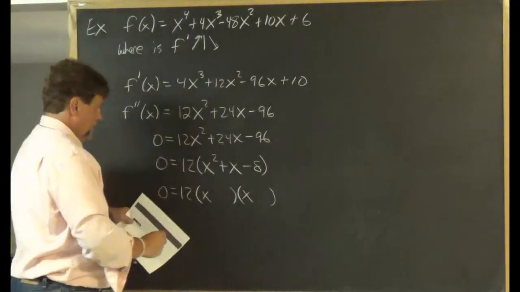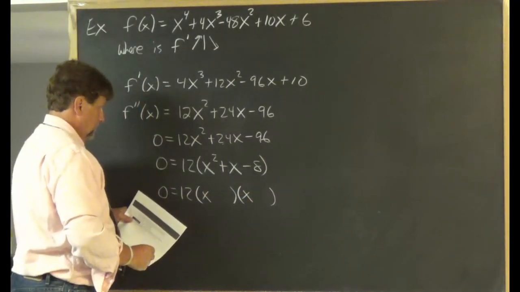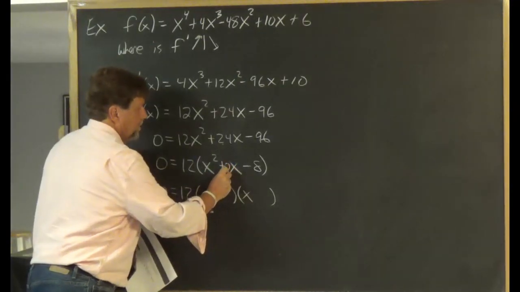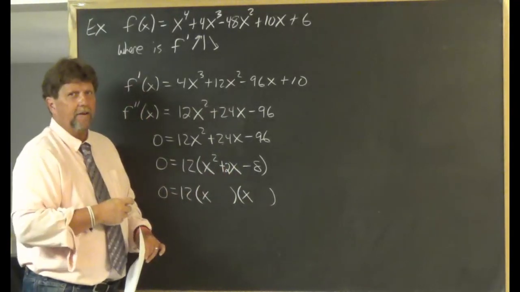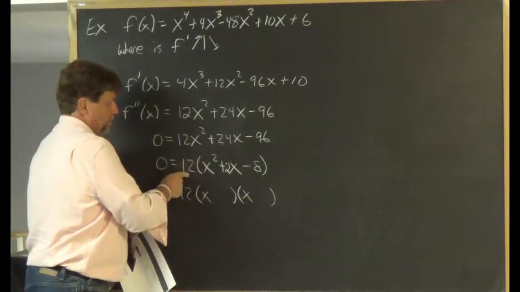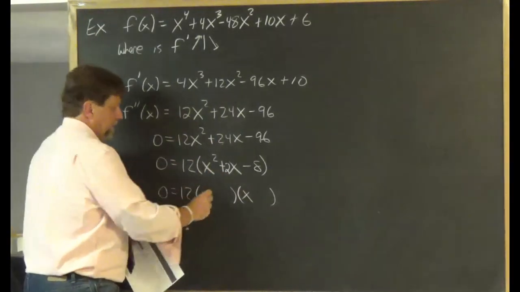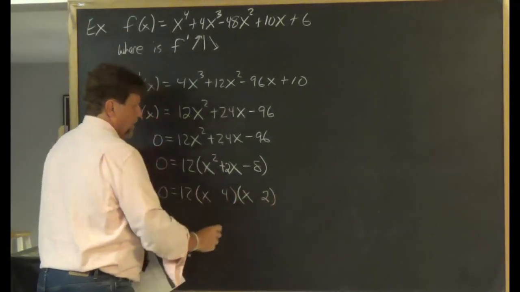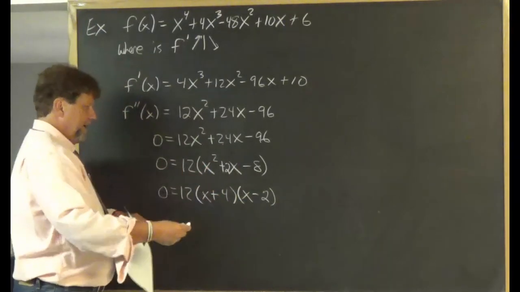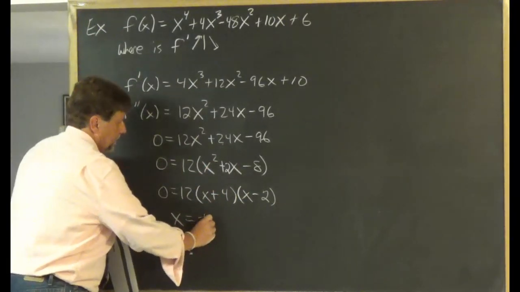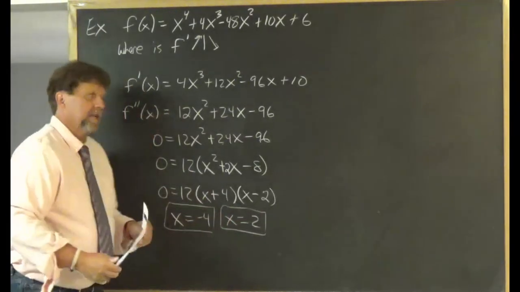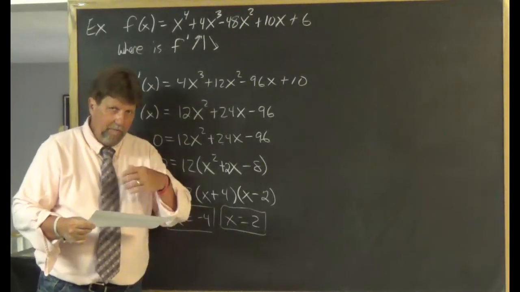Sorry, I forgot a 2 here. That makes the factoring work now. When I take a 12 out of 24, I would end up with a 2. So the combination to try is 4 and 2: x plus 4, x minus 2. It checks. Set each factor equal to 0, and we get those values of x where the second derivative is equal to 0. So we make a number line.